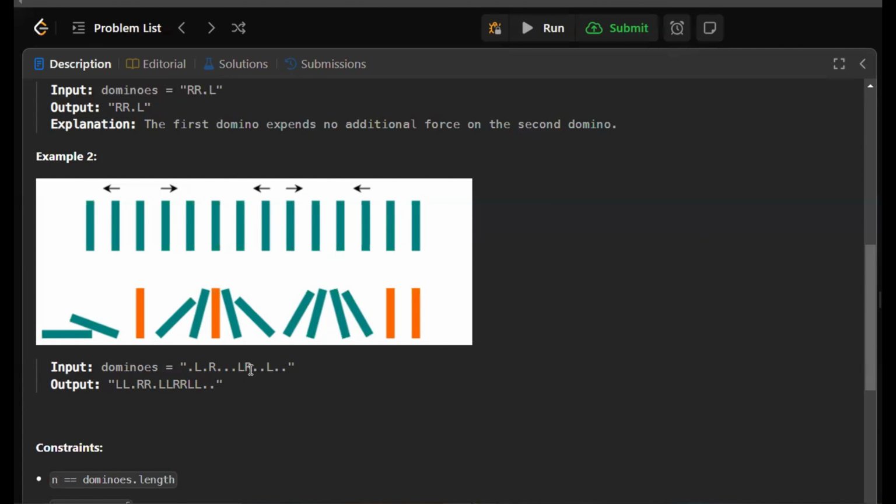Now, if we push this domino to right and this domino to left, that means these two dominoes will fall to the right position and these two dominoes will fall to the left position. And finally, these two periods mean these two stand still, or are vertical dominoes. So this is the final output of this initial state of dominoes. I hope you understood the problem statement. Now let's move on to the algorithm.